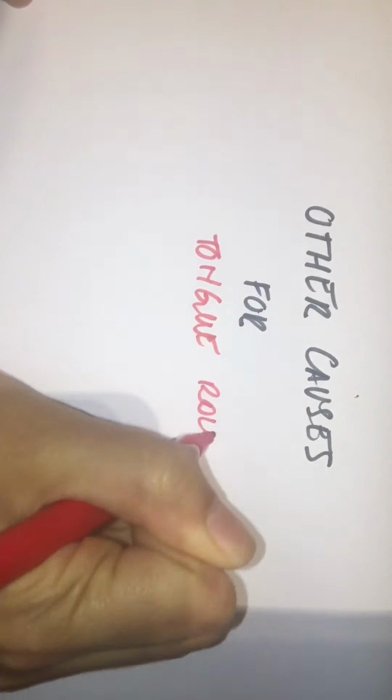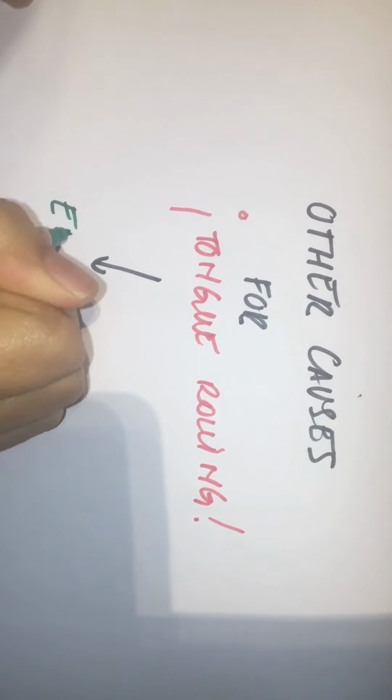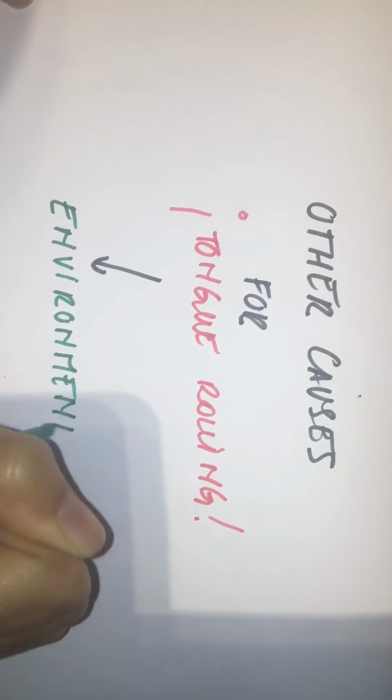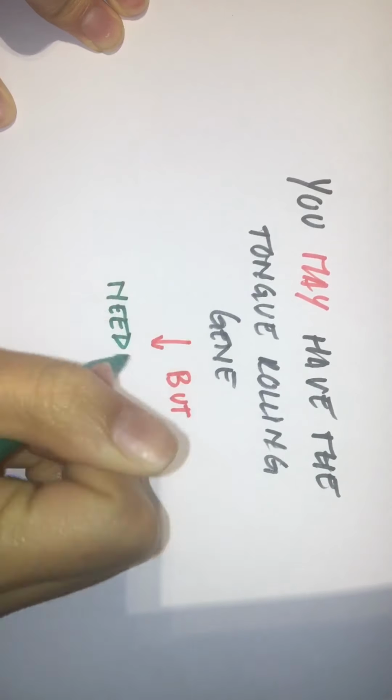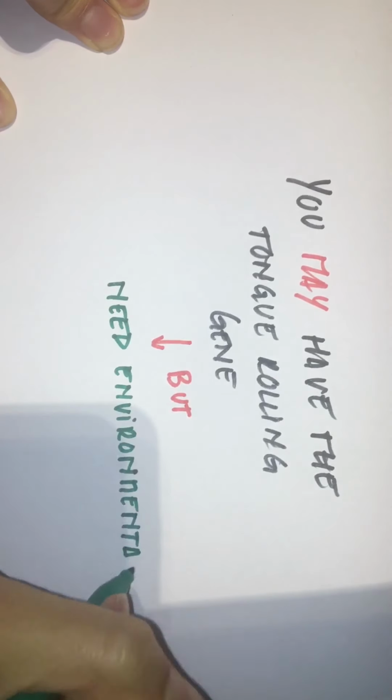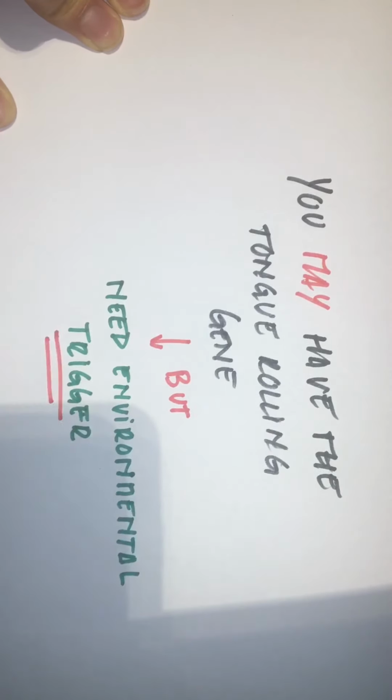What I've just explained is the genetic part of the causes of the ability that some people have to roll their tongues. But as I mentioned before, there are also environmental causes for these characteristics. There is a possibility that you may have the tongue rolling gene, but the effects of the gene can't be seen without some sort of trigger from the environment.